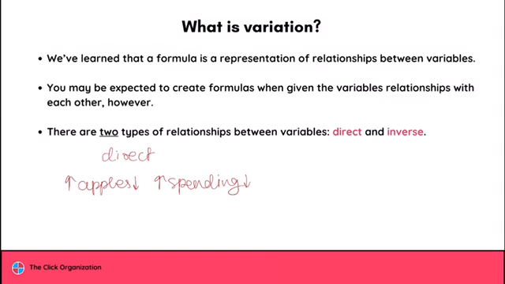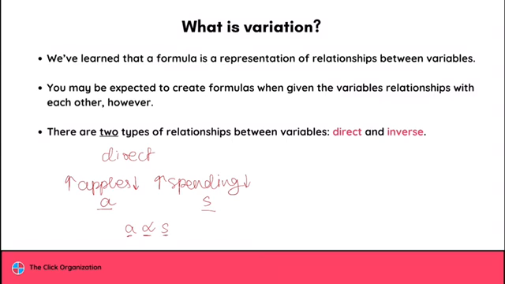Let's say the number of apples can be quantified as A, and your spending can be quantified as S. When we say that there's a direct relationship between A and S, it can be written like this, with this little swirly symbol over here. This means that there is a relationship existing between these two variables.